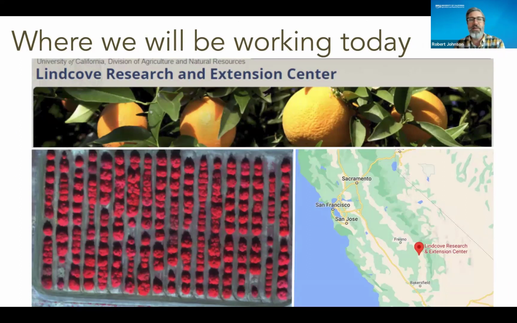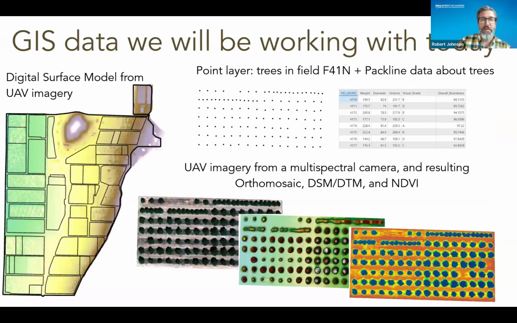Okay, so a little bit of background about the area where the data comes from that you'll be working with today. This is data that we have collected from the Lindcove Research and Extension Center, one of the 9 RECs that I mentioned earlier in the intro. This one in particular is a little bit southeast of Fresno, and mainly what they do there is citrus research. So they have a lot of different citrus plots with a lot of different varieties of citrus. Some of the data that we have for you is a digital surface model that has been derived from UAV imagery that we collected, as well as other drone image sources.